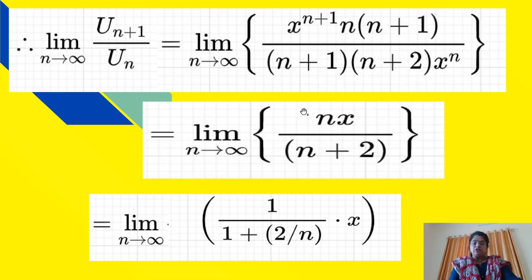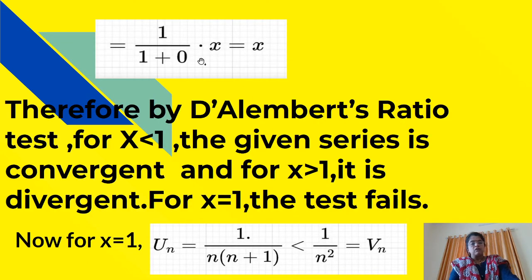Now we will divide numerator and denominator by n, and therefore we will have limit n tends to infinity 1 upon 1 plus 2 upon n into x. Now when n tends to infinity, 2 upon n tends to 0, and therefore we will get 1 upon 1 plus 0 into x, that is equal to x. Therefore by D'Alembert's ratio test, for x less than 1 the given series is convergent, for x greater than 1 it is divergent, for x equal to 1 the test fails.